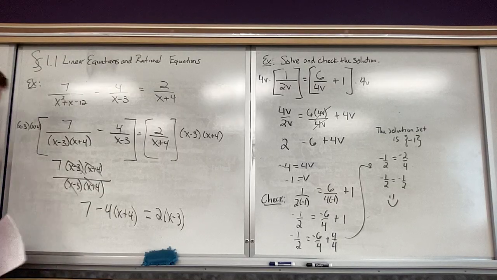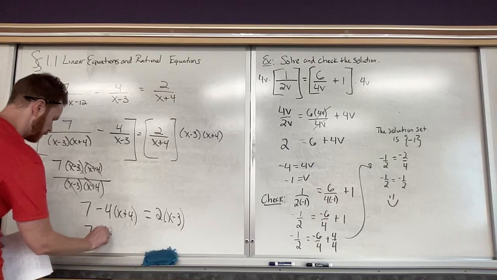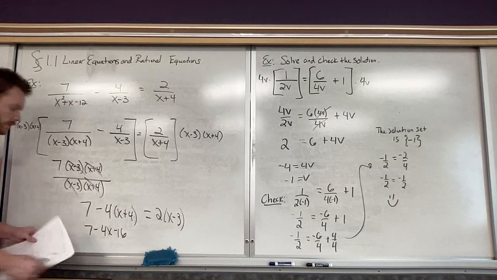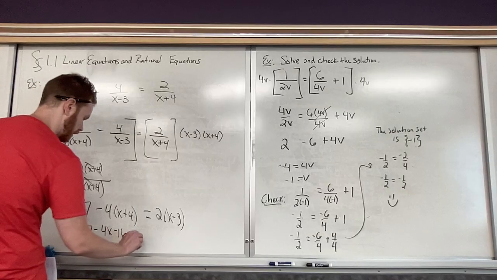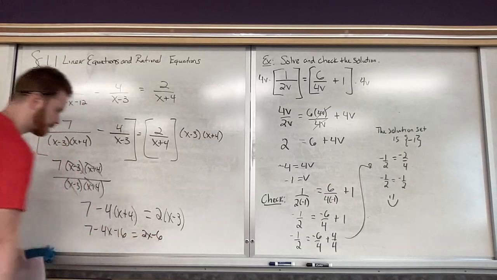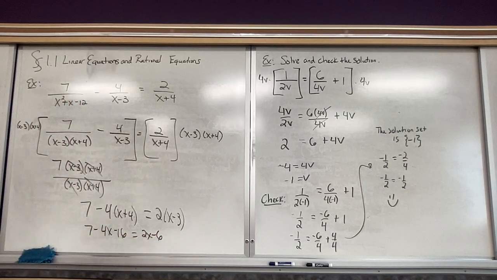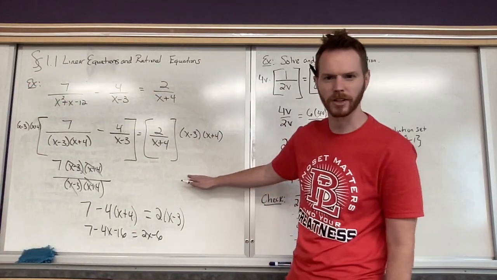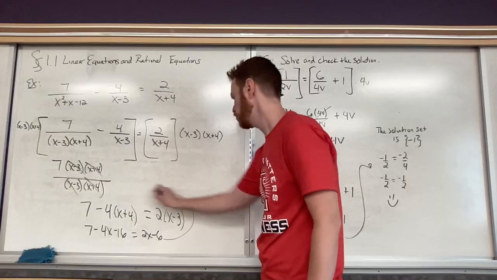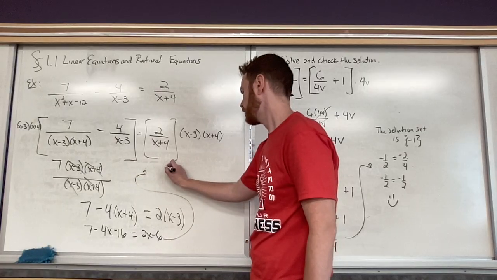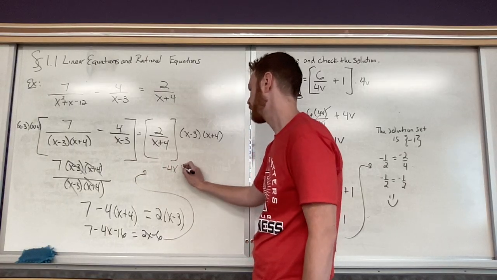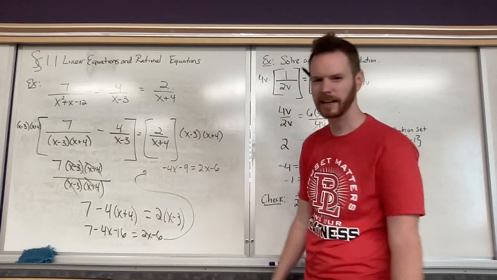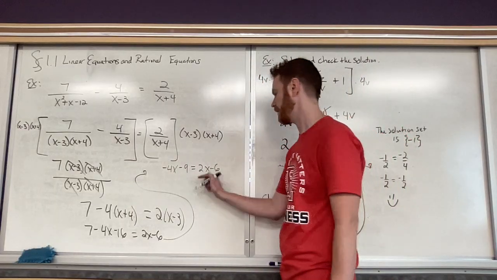Now we're just going to solve this. 7 minus 4x minus 16. Be careful, there is a negative sign there. You want to make sure you keep the negative throughout the whole thing. And then 2x minus 6. I am definitely running out of space, so I'm going to go ahead and just try to write it up here. I apologize for that. So we get negative 4x, minus 9 equals 2x minus 6. Again, I like to keep variables positive, so I'll add that over.